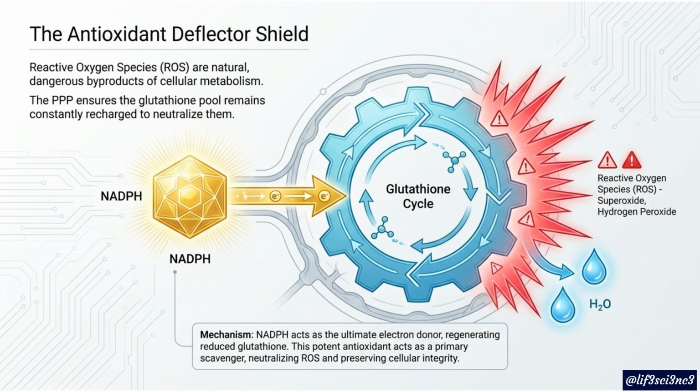Let us look closer at how the cell survives toxic environments. Reactive oxygen species, or ROS, are natural but highly dangerous byproducts of routine cellular metabolism. To neutralize them, the cell relies on a potent protective scavenger called glutathione. However, the glutathione pool must be constantly recharged with electrons to stay functional. In this mechanism, NADPH acts as the ultimate electron donor, regenerating reduced glutathione so it can continually clear out ROS, preserve cellular integrity, and turn dangerous oxidants into harmless water.